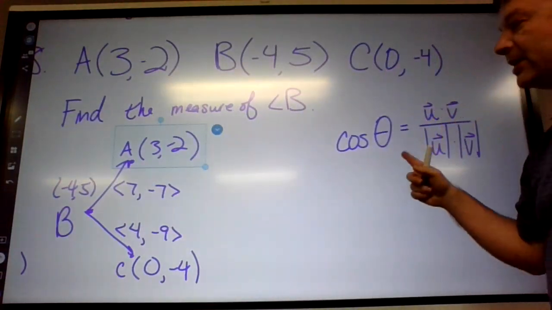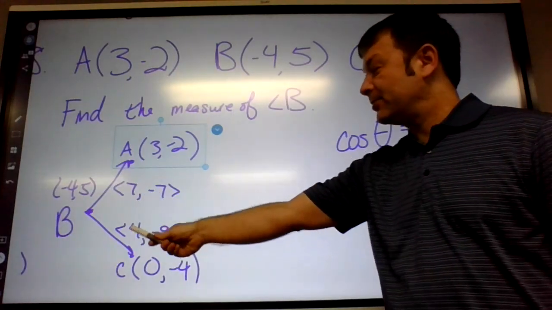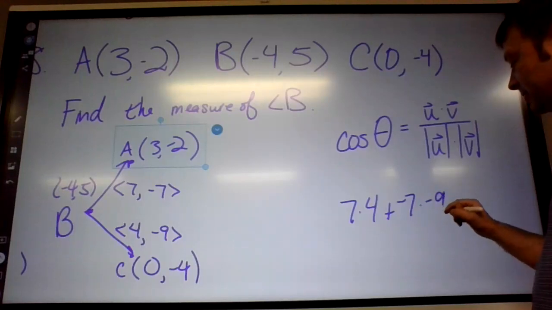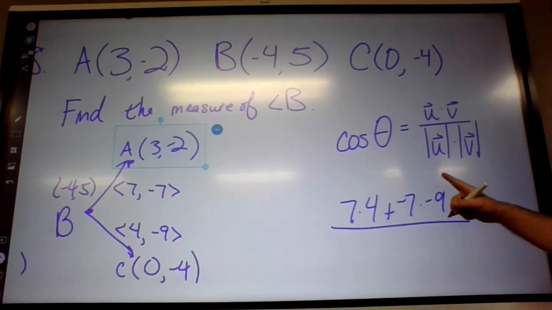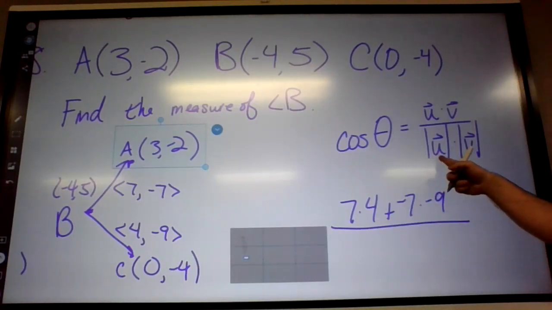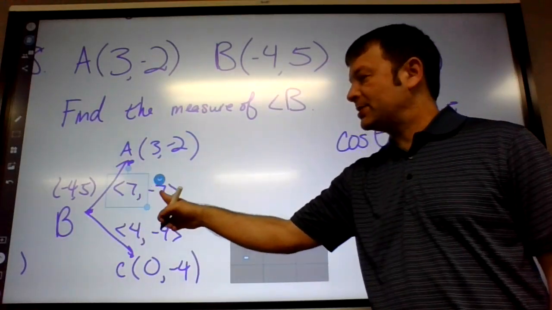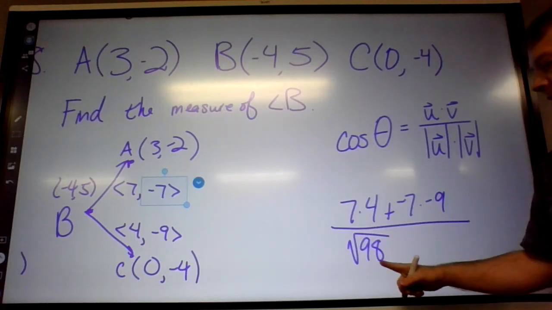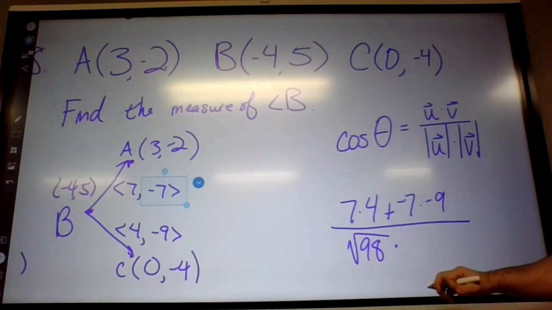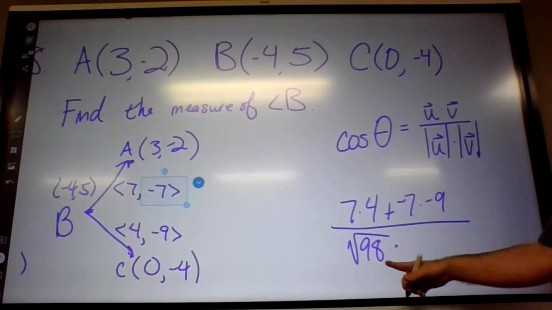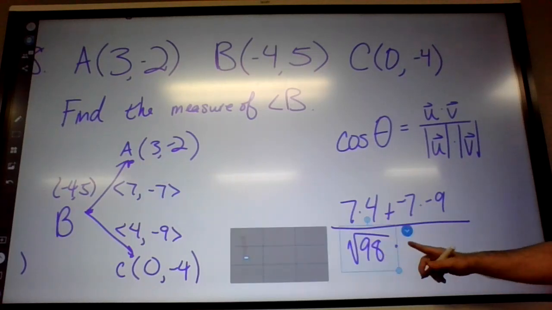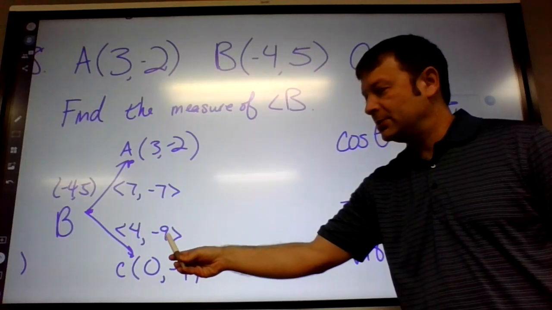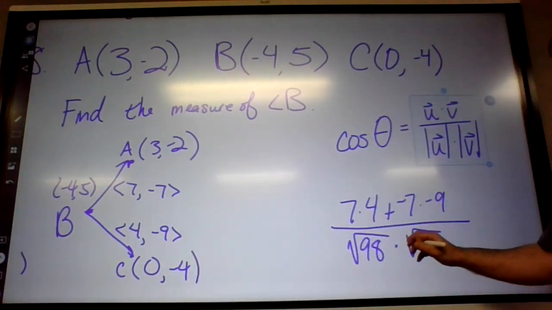So the dot product, I wish I hadn't made those numbers so big. 7 times 4 plus -7 times -9. That'll be the top. Magnitude, this means the length. 7 squared plus 7 squared, square root of that. Okay, it'll be square root of 98. Even though it does simplify, we don't really need to, so I'm just going to leave it like that. V would be 4 squared plus 9 squared, 16 plus 81. That'd be 97.